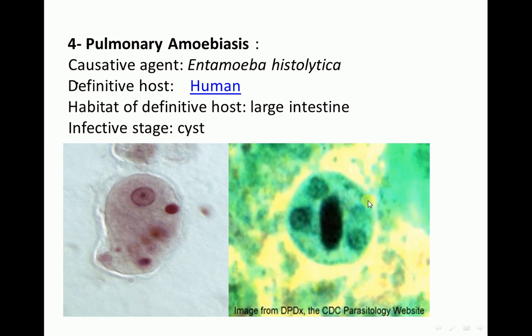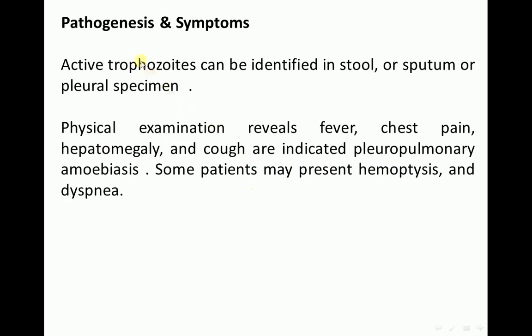This is the cyst stage of this parasite. Spherical, containing 4 nuclei and a large chromatoid body, which has a cigar shape. Pathogenesis and symptoms. Active trophozoites can be identified in stool, sputum, or pleural specimens. Physical examination reveals fever, chest pain, hepatomegaly, and cough, which indicate pleuropulmonary amoebiasis. Some patients may present with hemoptysis and dyspnea.